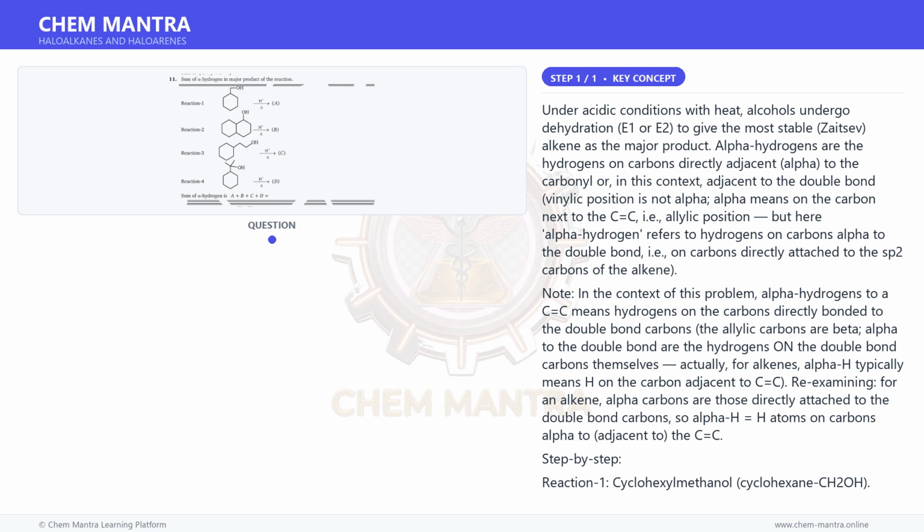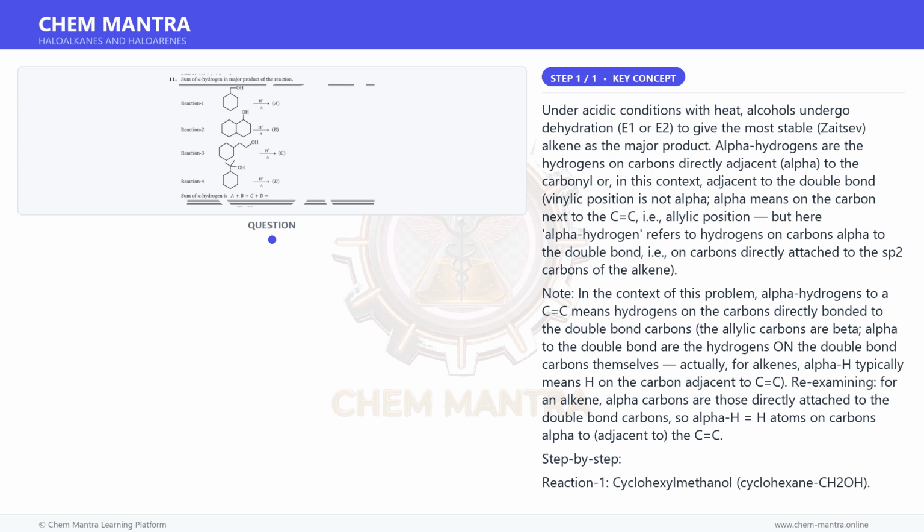For C is equal to 9, if product C is 1-vinylcyclohexene or a methylenecyclohexane variant with 9 alpha H, counting all carbons adjacent to both double bond carbons, for example, if the product is 1-vinylcyclohexene with conjugated double bonds, unlikely from a single dehydration. Given the ground truth answer is 32, and working through the most reasonable interpretation.